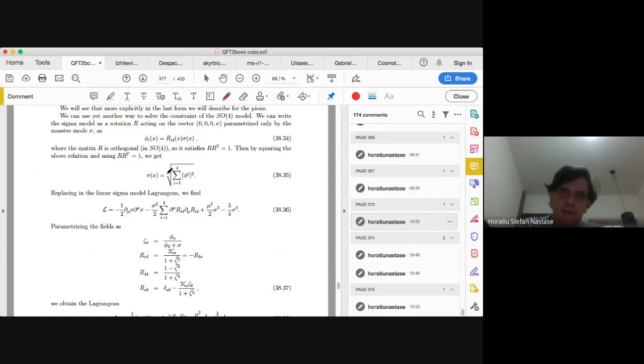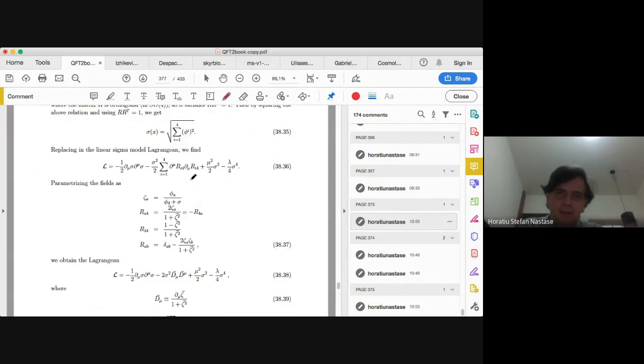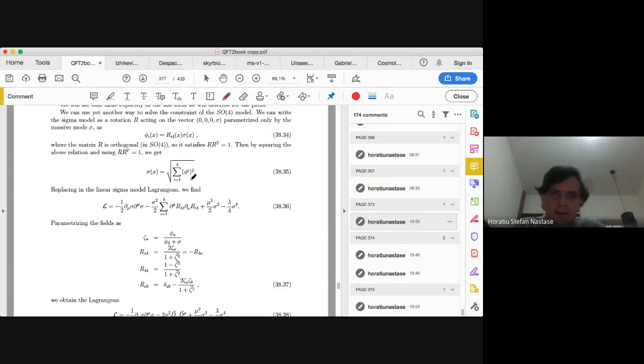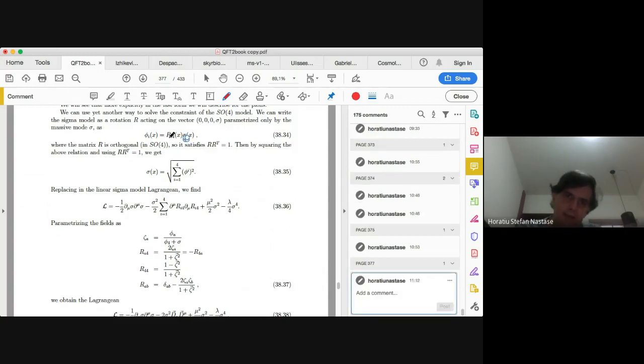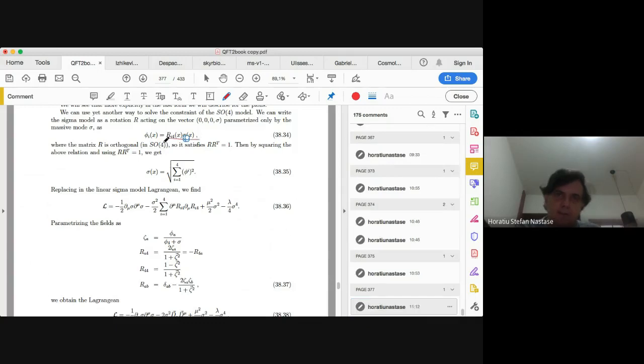And then we obtain that sigma is the square root of phi_I squared. So replacing in the linear sigma model Lagrangian, which is (∂_μ phi_I)^2, I find the Lagrangian in terms of sigma and R_i4, right? These are the two variables that appear in phi.